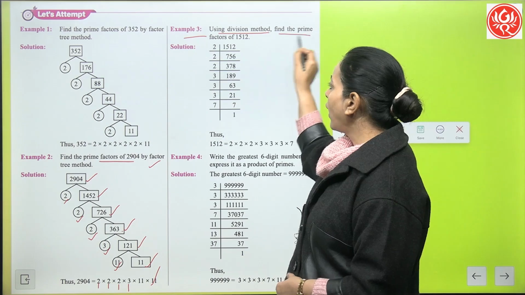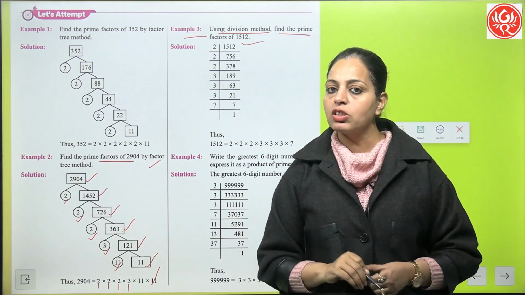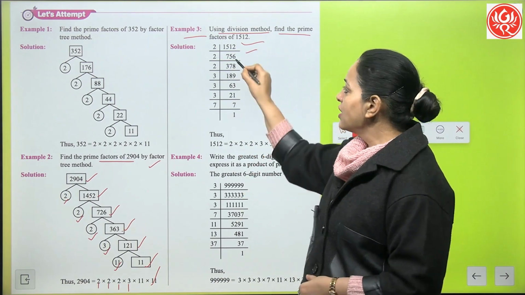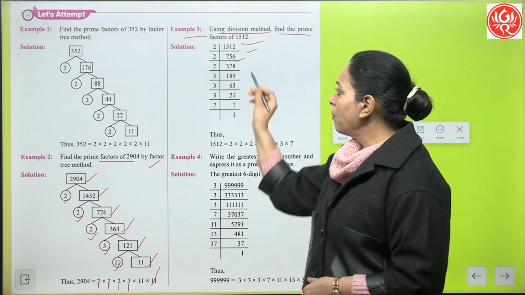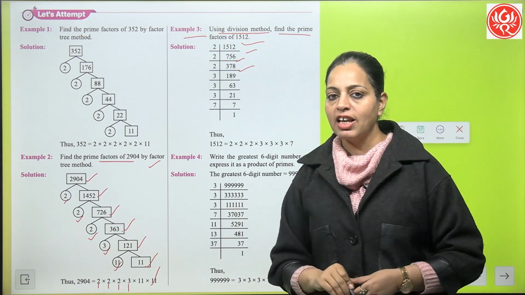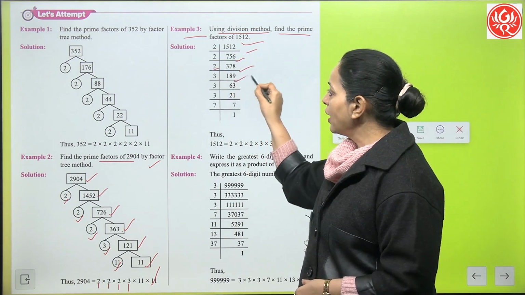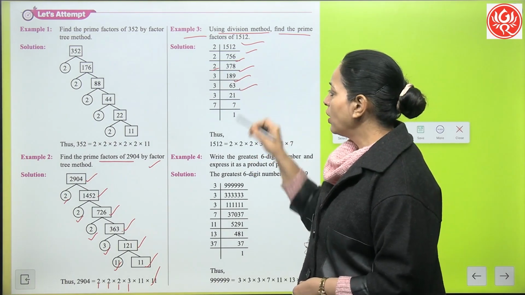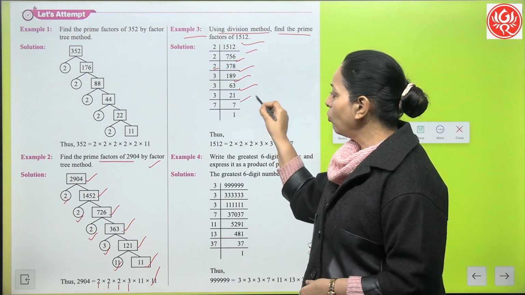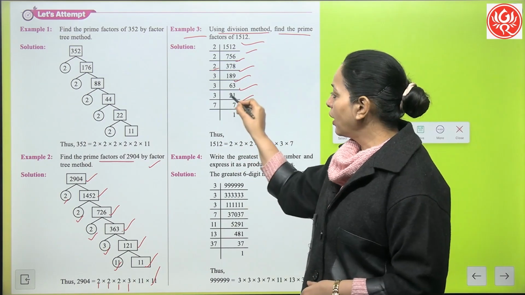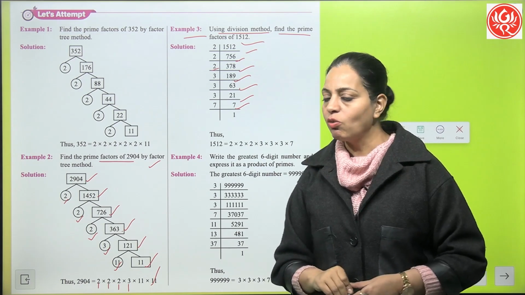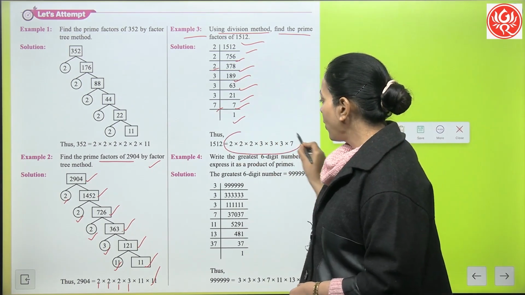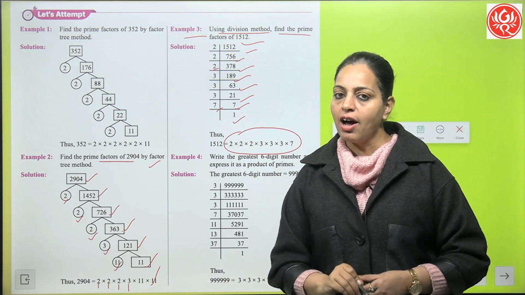Using division method, find the prime factors of 1512. So this is divisible by 2. Yes. 756. Then by 2 again 378. Then we will divide by 2 again, 189. Now by 3 you will get 63. Again by 3, 21. Then again by 3, 3 sevens are 21. Now by 7. So write all these prime factors. So this is the answer.